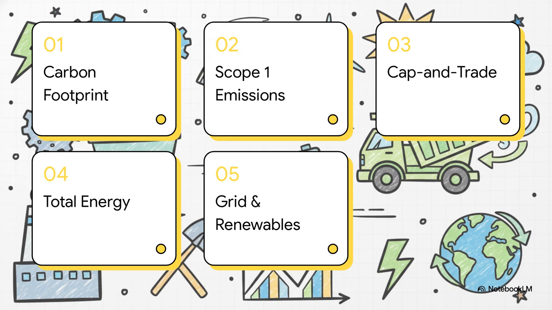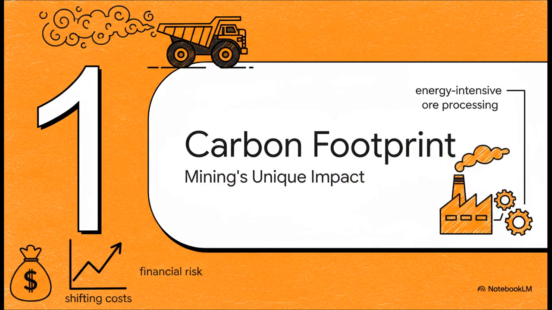Here's our roadmap for today. We're going to cover 1. Mining's carbon footprint, 2. Calculating Scope 1 emissions, 3. Factoring in cap and trade, 4. Total energy consumption, and finally, 5. Grid and renewable percentages. Okay, Part 1, mining's carbon footprint.